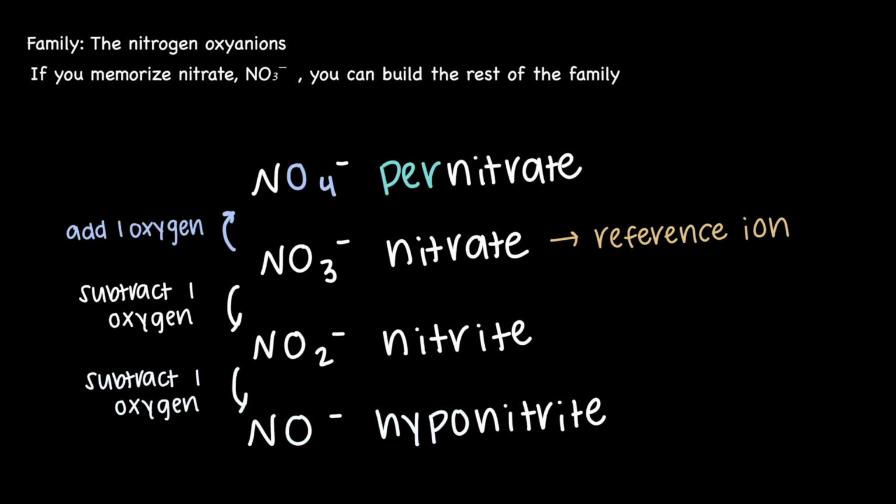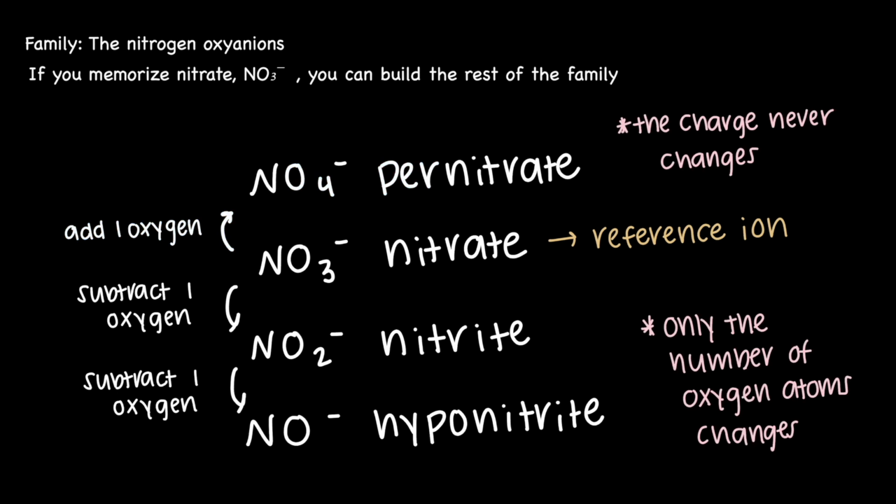If we instead add one oxygen to nitrate, we use the prefix per. Per means one more oxygen than the ate ion. That gives us pernitrate, NO4-. Notice something important. Throughout this entire family, the charge never changes. Only the number of oxygen atoms changes. So instead of memorizing 4 completely different ions, all you really need to memorize is nitrate. Once you know nitrate is NO3-, the naming rules let you build the other members of the family.